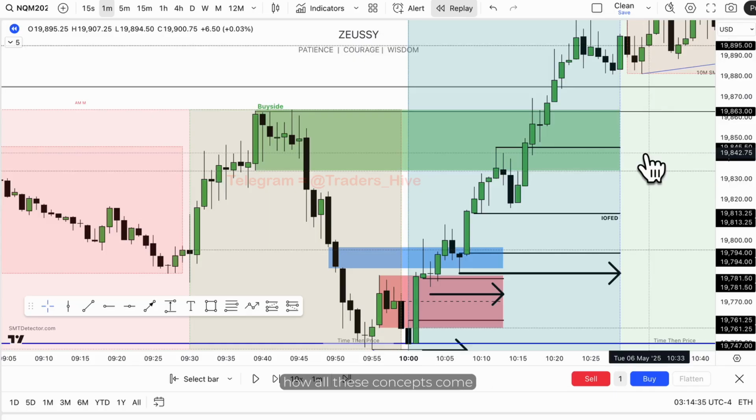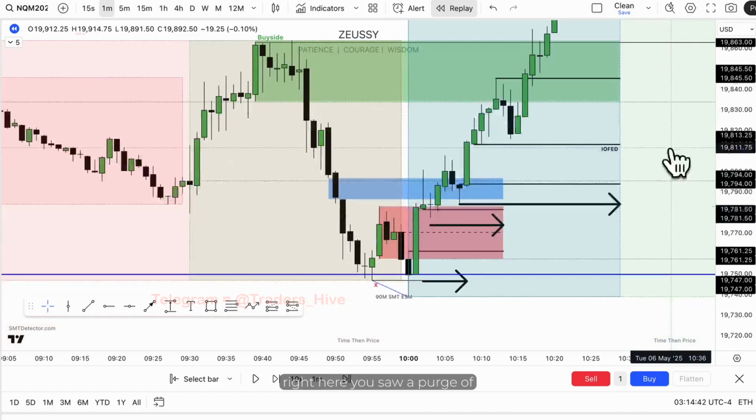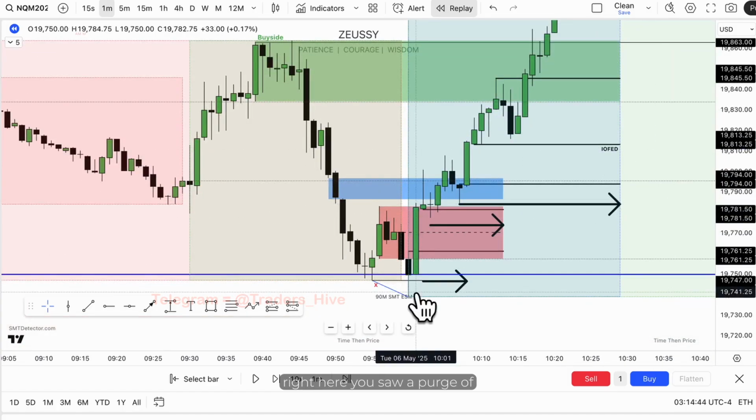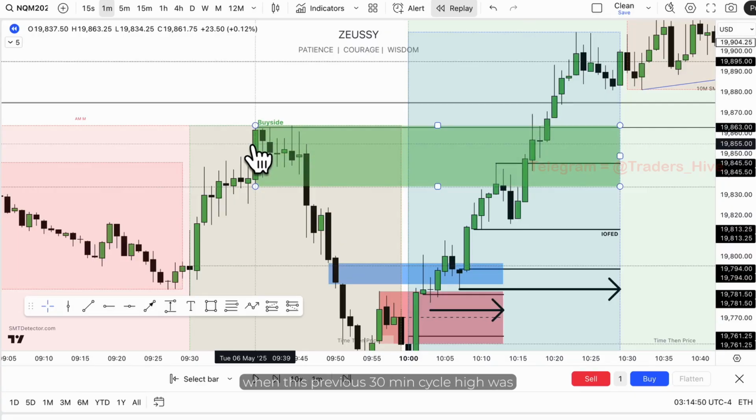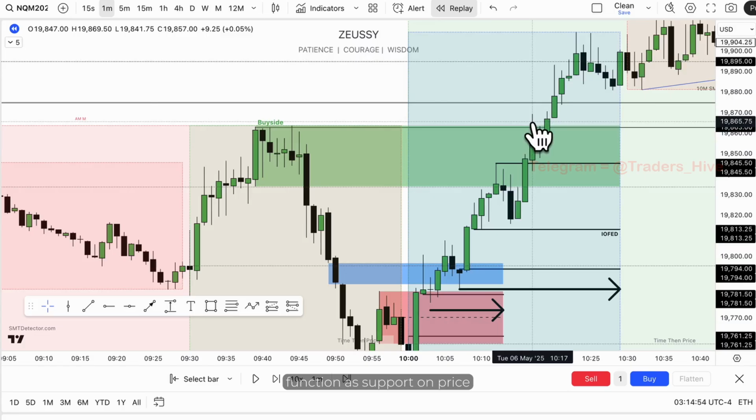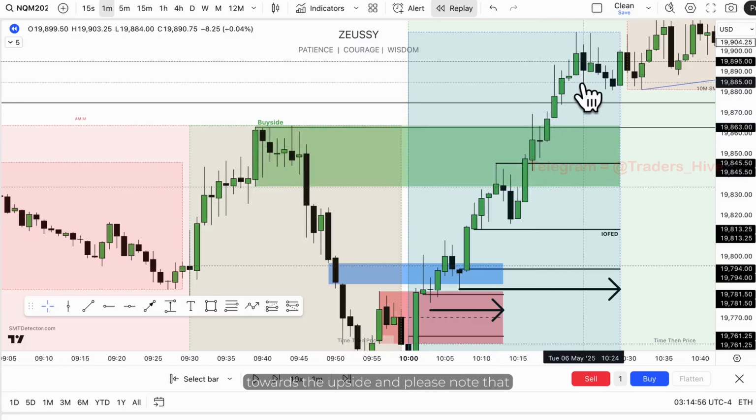And do you see how all these concepts come back to time cycles? How it all has to do with PXH, PXL. On the bottom right here, you saw a purge of the previous 30-minute cycle and then a revert taking place towards the previous 30-minute cycle high. When this previous 30-minute cycle high was taken out, we had to see it function as support in price for the market to continue expanding towards the upside.